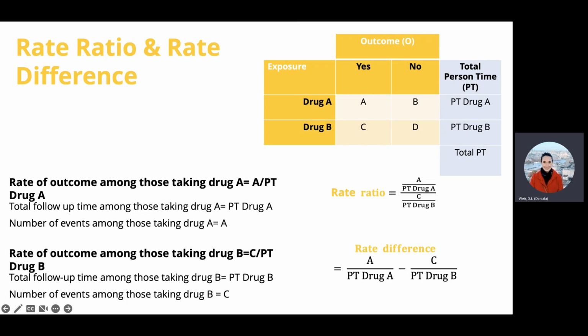And then for the rate of the outcome among those taking drug B, it's the same thing: the number of events among those taking drug B divided by the total person time of follow-up for those taking drug B. And then you can calculate the rate of the outcome among those taking drug A, and the rate of the outcome among those taking drug B. And then the rate ratio and the rate difference can be calculated very similarly to the risk ratio and the risk difference. So that's how we calculate a rate ratio and a rate difference, and a risk ratio and a risk difference.